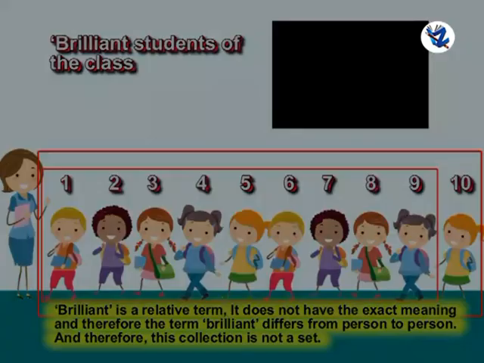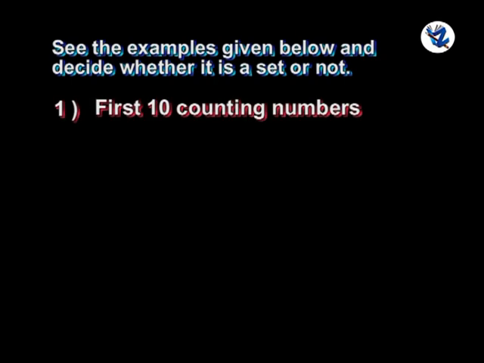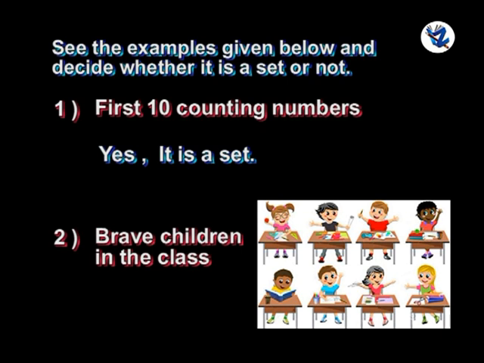Have you got it? Now, I will ask you some examples and you have to decide whether it is a set or not. First 10 counting numbers. Yes, it is a set because anybody can give the same answer: 1, 2, 3, 4 up to 10. Isn't it? Now, one more example. Brave children in the class. Problem. You can't decide whether this student is brave or not. So, it is not an example of a set.